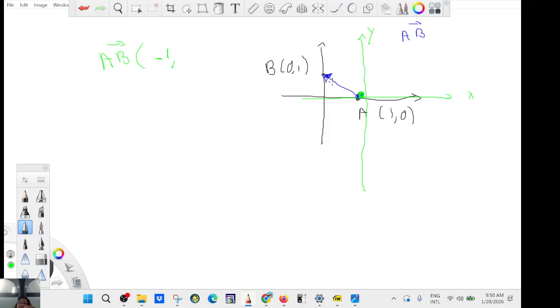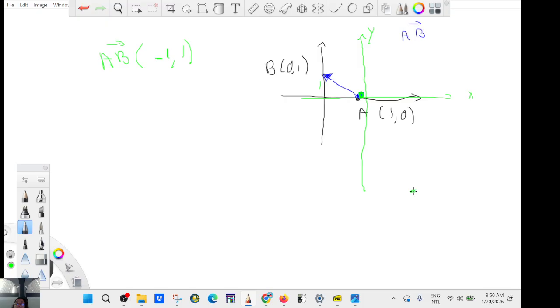That's how we find components of vectors. You go from the tail to the head. You run, and then you rise or you fall. So in that case, you run to the left, it's going to be -1. And then what? You go up or you go down? Up. You go up by 1. Okay? So that's how we find coordinates of a vector.